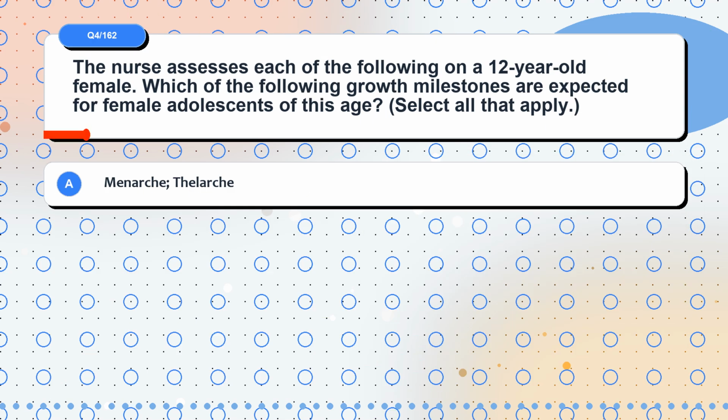Question 4. The nurse assesses each of the following on a 12-year-old female. Which of the following growth milestones are expected for female adolescents of this age? Select all that apply. Here are the options. Option A. Menarche, thelarche.